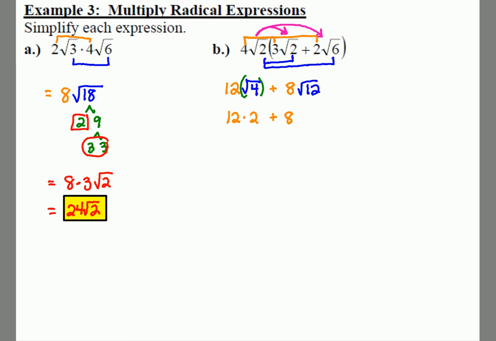Well, we need to simplify your 12. So if we take a factor tree of 12, that's 2 times 6, 2 times 3, your term in common is a 2, so you're going to have a 2 out here that you're going to multiply by your 8, and then your 3 is all by himself, so he stays underneath the radical. So you get a 24 plus 16 radical 3, and that's going to be your solution.